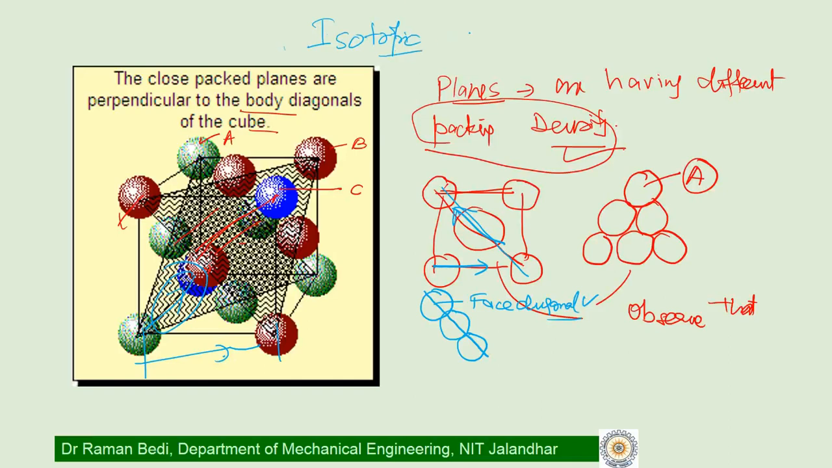So this isotropy here is at the macro level, whereas the anisotropy that we are referring to here is at the micro level. So we will see what is the reason for that: on a smaller scale they are anisotropic, whereas on a larger scale they happen to be isotropic materials.